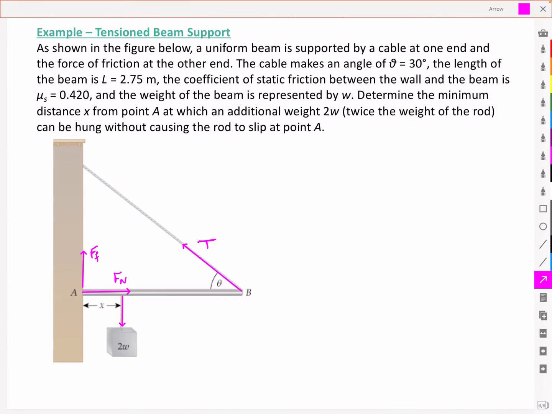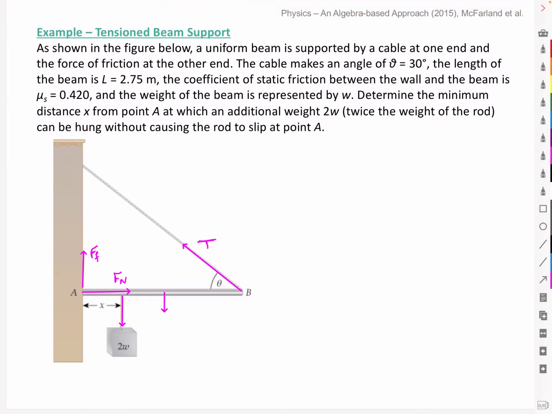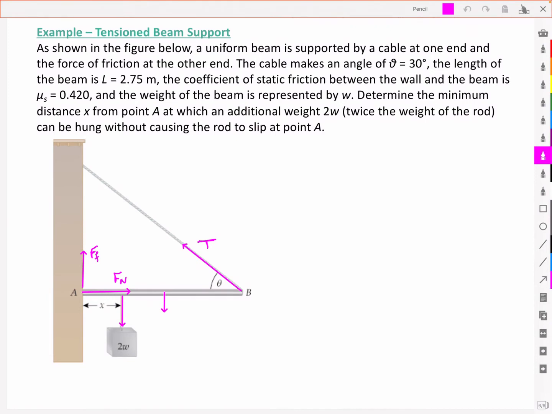And we have the weight of the rod itself. We can put the weight of the rod as though it's acting only at the center of mass of that rod. So right here at the center, we're going to draw the weight of the rod acting downward like that. So this is W, and this one is shown as 2W. And we know then that the distance to the center of mass is the length divided by 2, because the total distance to B is the length L.